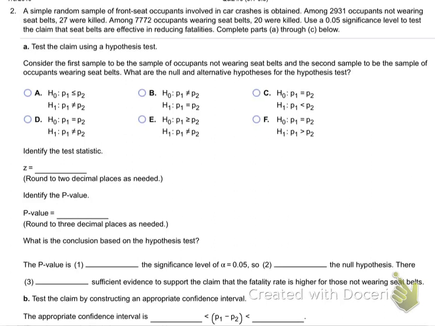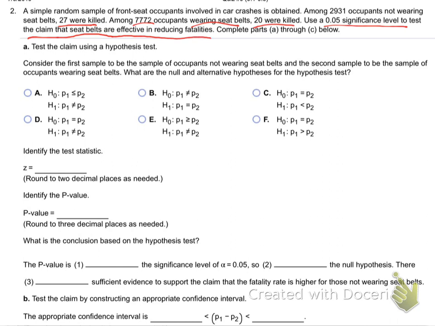All right, number 2. A simple random sample of front seat occupants involved in car crashes is obtained. Among 2931 occupants not wearing seatbelts, 27 were killed. Among 7,772 occupants wearing seatbelts, 20 were killed. Use a 0.05 significance level to test the claim that the seatbelts are effective in reducing fatalities.